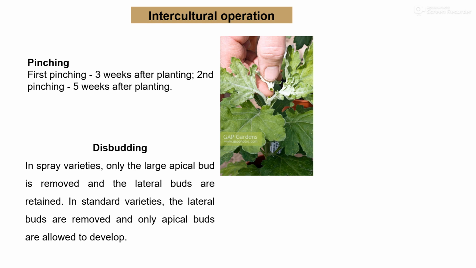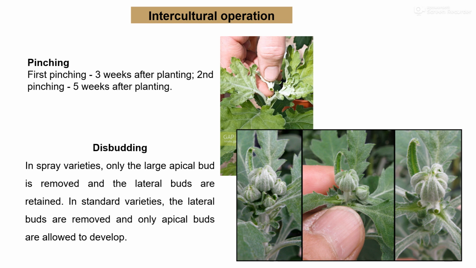The second one is disbudding, which is again considered a very important practice. As per the type of flower, whether it is the cut or the spray category, we should follow the disbudding practice, which enhances the quality of the bud. In a spray variety, only the large apical bud is removed and lateral buds are retained, as we observe in the photos, and in a standard, the lateral buds are removed and only the apical bud is allowed to grow. Here we can see.